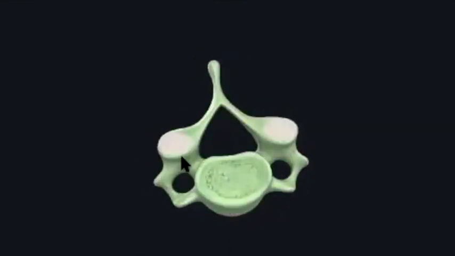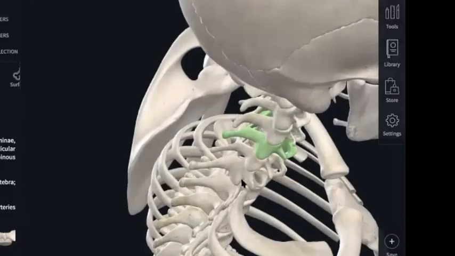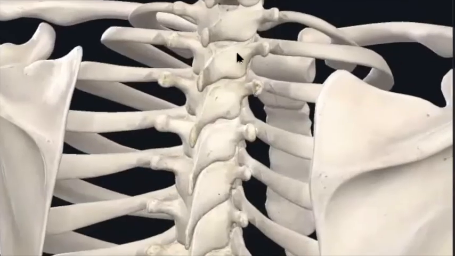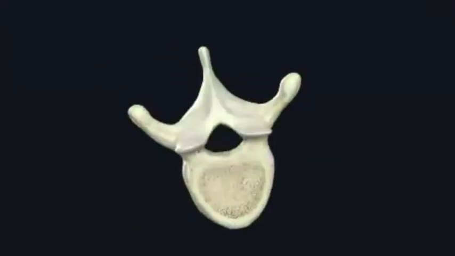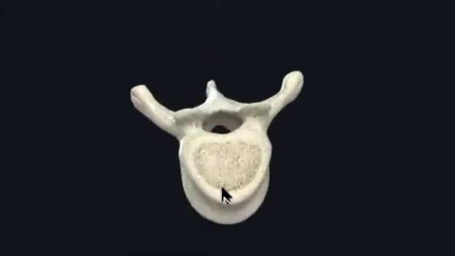And so these transverse foramen are in an area, region, or feature called the transverse process. And so let's look at a little more distinct one. Let's go down to your thoracic vertebrae and look at some standard features of your vertebrae.